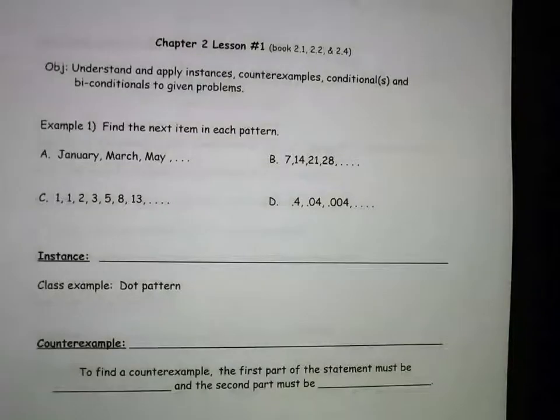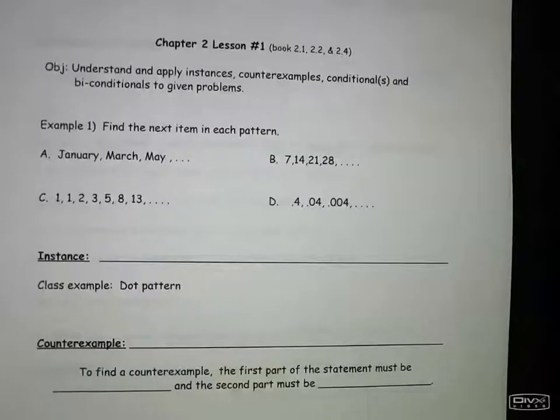Chapter 2, Section 1, our objective is to understand and apply instances, counterexamples, conditionals, and biconditionals. First thing, we're just looking at patterns, and we're trying to come up with the next number in each, or the next item in each pattern.